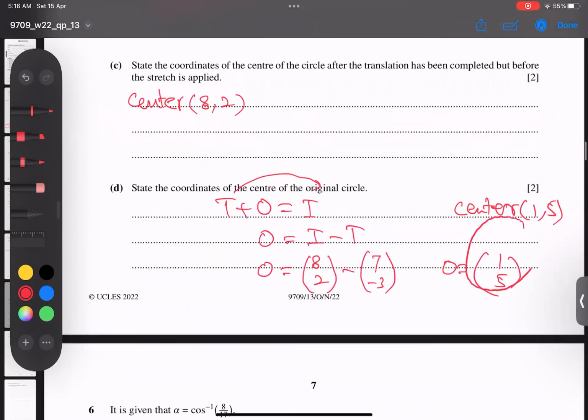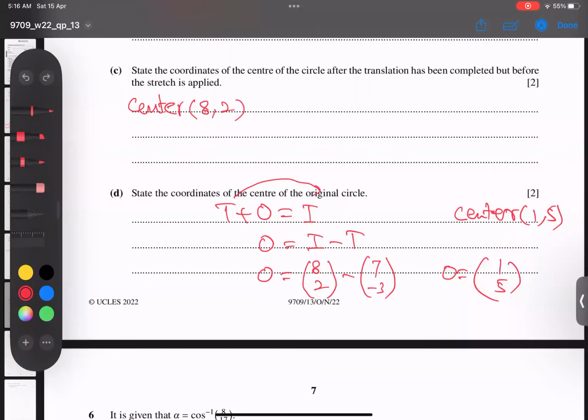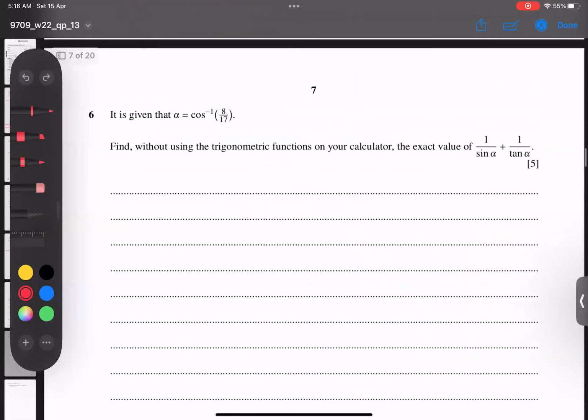So you can see that we have done this another way. Both ways, I think, are acceptable. And let's go for the next question.